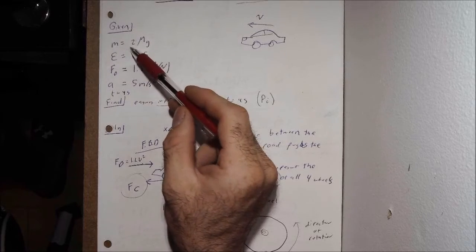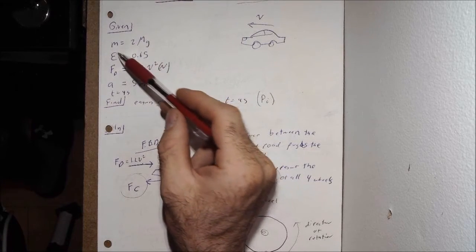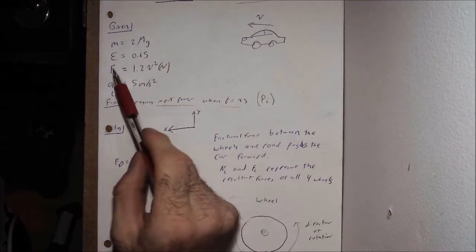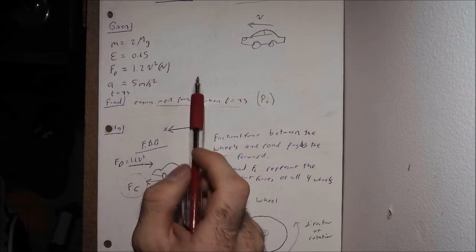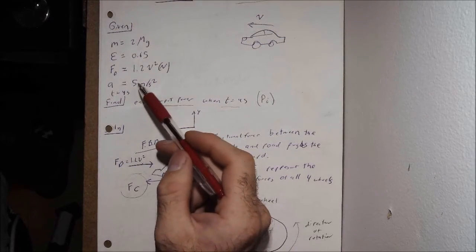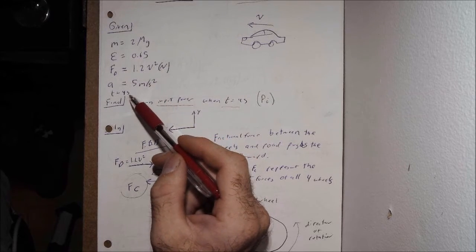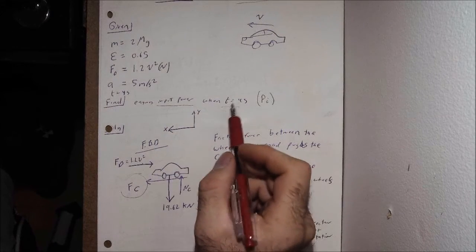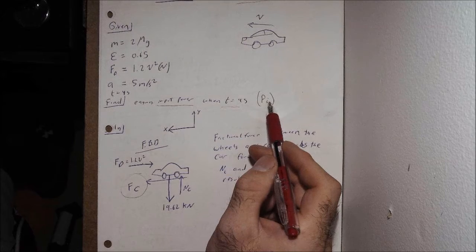Givens, we know our mass is equal to 2 Mg, megagrams, it's a capital M. Our efficiency, our epsilon, is equal to 0.65. Our drag force is given to us by the relationship F sub D is equal to 1.2 V squared in units of newtons. Our acceleration is equal to 5 meters per second squared, and our time is at 4 seconds. Now they want us to find the input power when time is equal to 4 seconds. We'll call that variable there a P sub I for our input power.